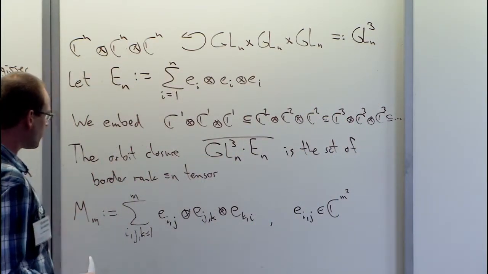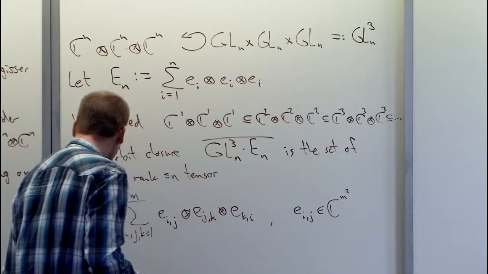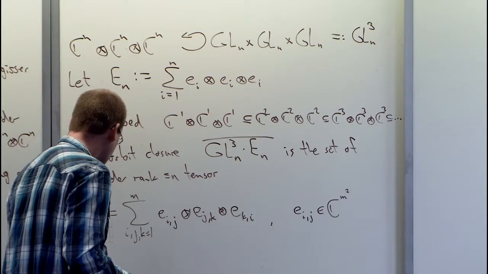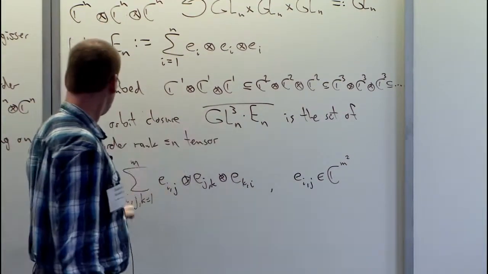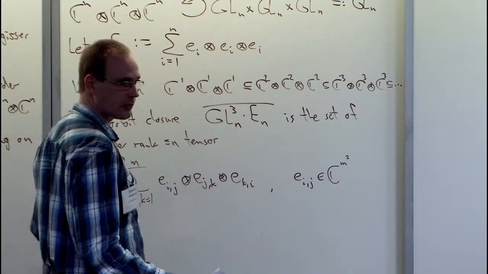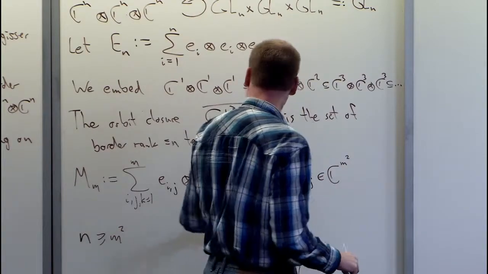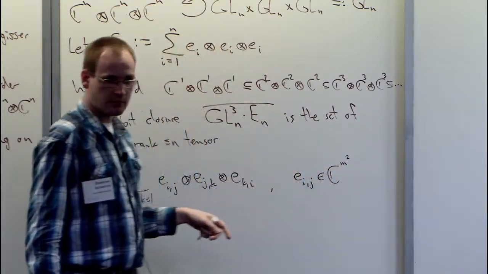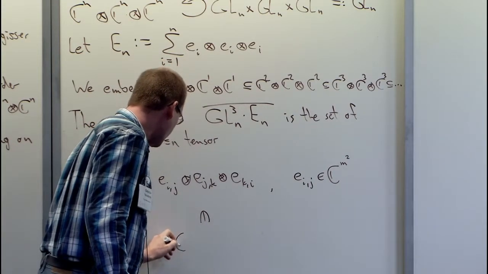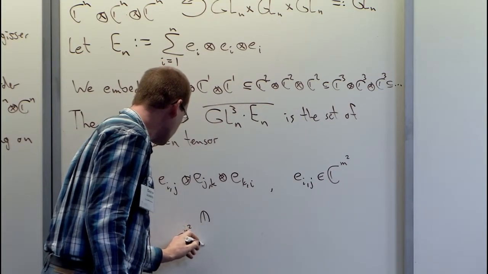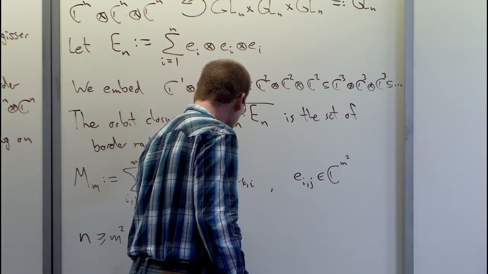Okay, and that's where this tensor lives, and now your n. Normally, your n would be larger than m squared. You want to know how this tensor lives somehow in, of course, C^(m squared) tensor C^(m squared) tensor C^(m squared), right? So it lives certainly here, and you want to have some larger n. Let me precisely state the question.